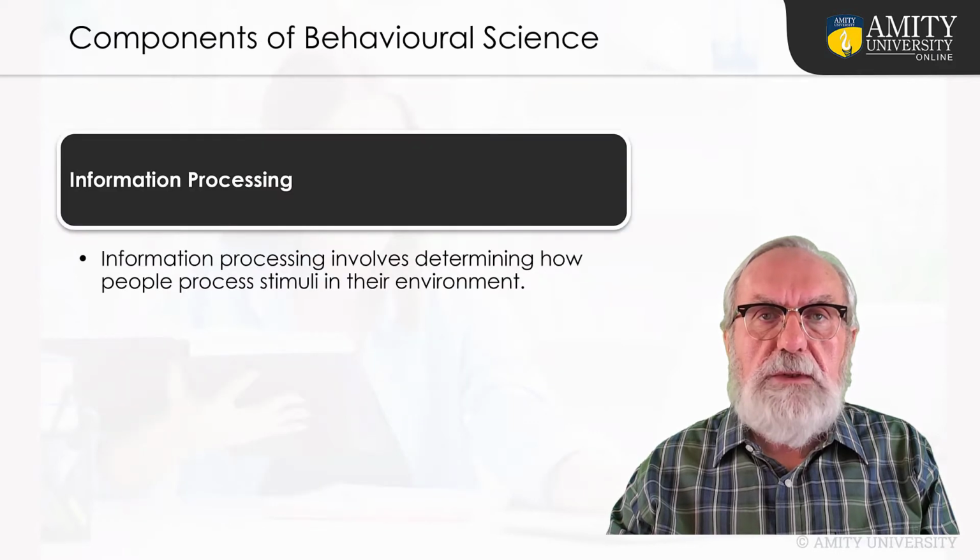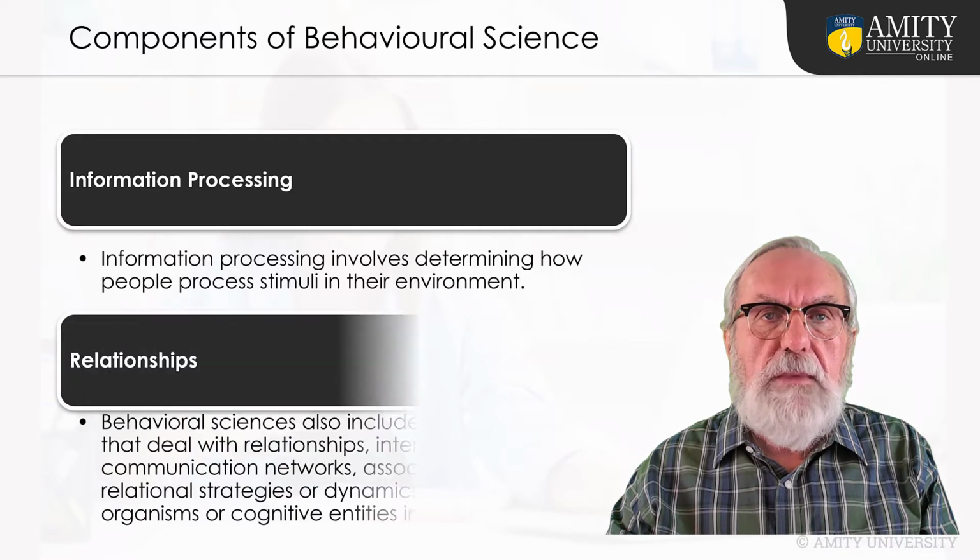Components of behavioral science. Information processing involves determining how people process stimuli in their environment. This field deals with the processing of stimuli from the social environment by cognitive entities in order to engage in decision-making, social judgment, and social perception. The field is particularly concerned with information processing as it relates to individual functioning and the survival of an organism in a social environment.